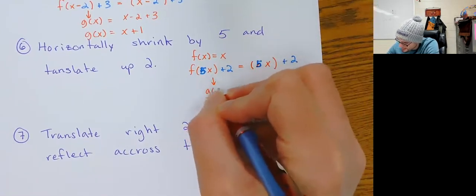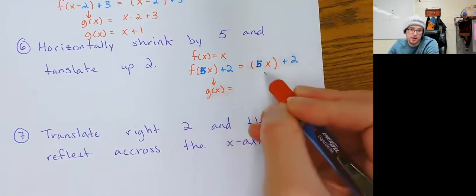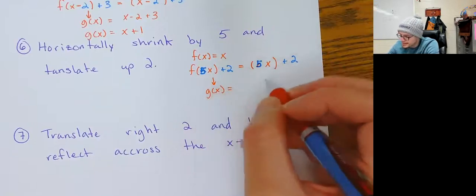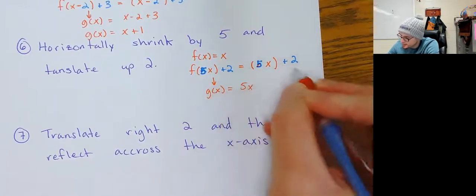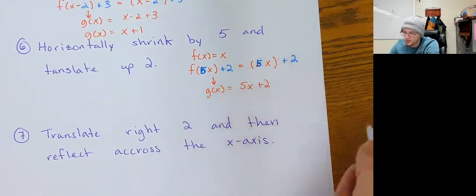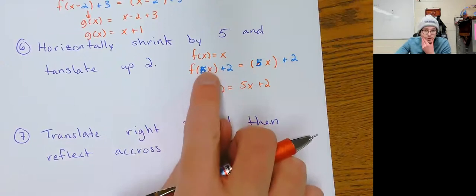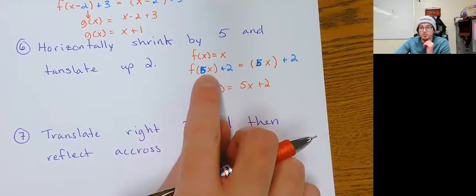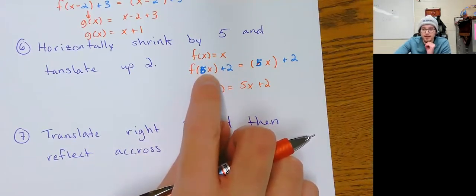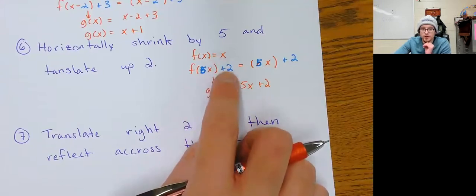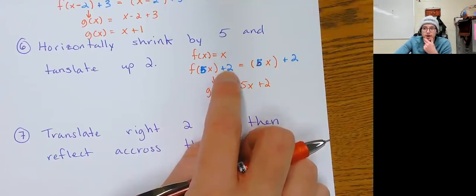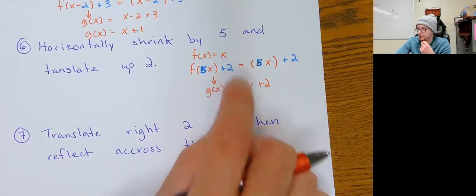So we now have g of x. Is there any point in these parentheses? No, there is not. So we're just going to get 5x, and then we're just going to have plus 2. So that would be g of x, and that's done. So horizontal shrink on the inside by multiplying by 5, and then a vertical shift up, or a translation up by 2, so adding to the whole function.